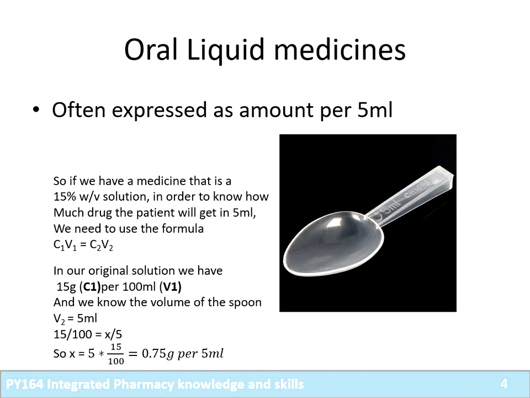We can use this formula that we'll come across quite frequently, C1V1 equals C2V2. So we know that the amount we have is 15 grams in 100 mils because 15% weight volume solution means 15 grams in 100 mil. Now the thing we don't know is the amount that's going to be in a 5 ml dose. And so we can work that out by solving for x, as you can see there on the slide. And that gives us 0.75 grams per 5 ml, which is the dose we'd normally express, because that would be equivalent to a patient taking perhaps a tablet, taking the 5 ml spoon.